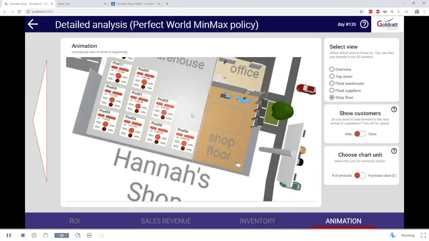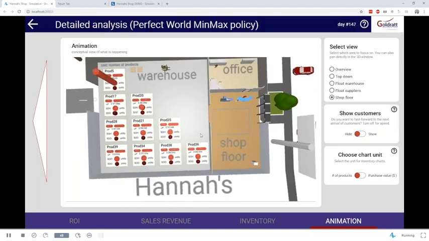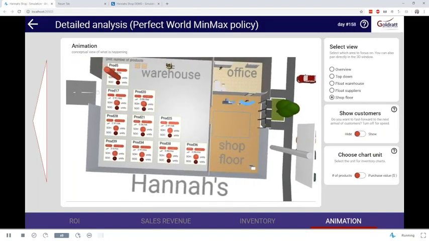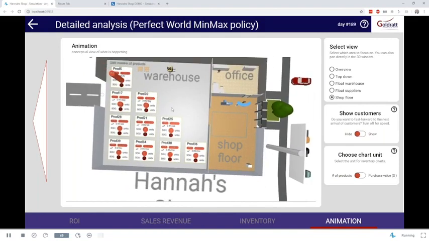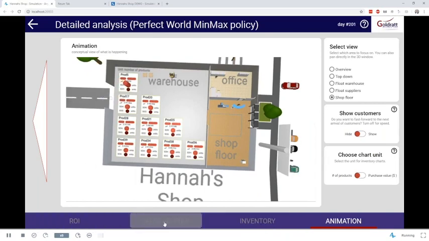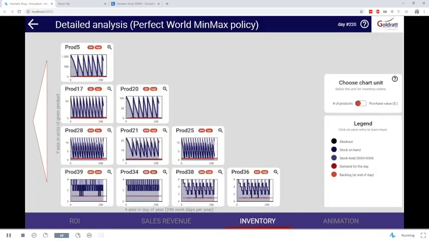So this is one way of analyzing the model, but also there are these tabs. So we're really just looking at this perfect world min-max policy scenario now, and we can look at 3 different ways of analyzing that. We can look at the individual inventories. So this is a more detailed view of how the products developed over time. We recognize our 10 products again, and we can see how they followed the min-max rules.